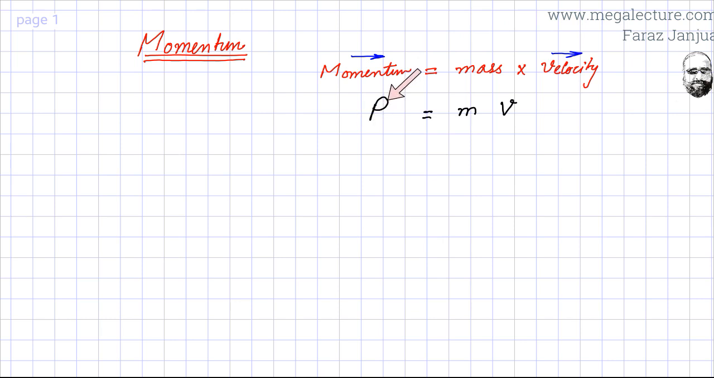Symbolically, we represent momentum with P, mass is M, and V stands for velocity in this equation. This is the formula for momentum. Let me write units on the diagram for you. Mass must be in kilograms. The velocity must be in meters per second. Hence, momentum will be in kilogram meter per second.